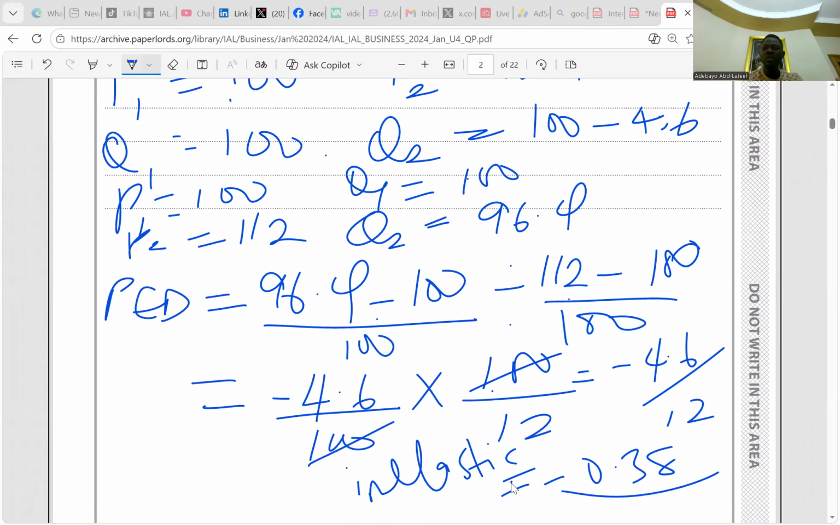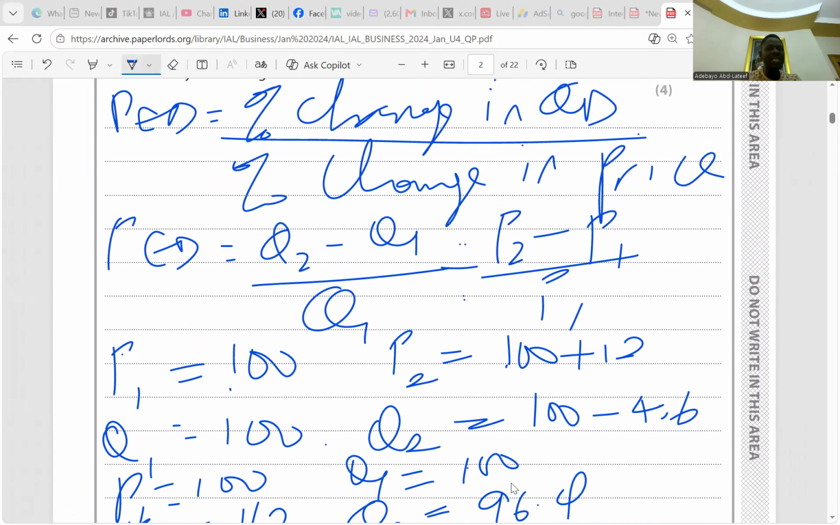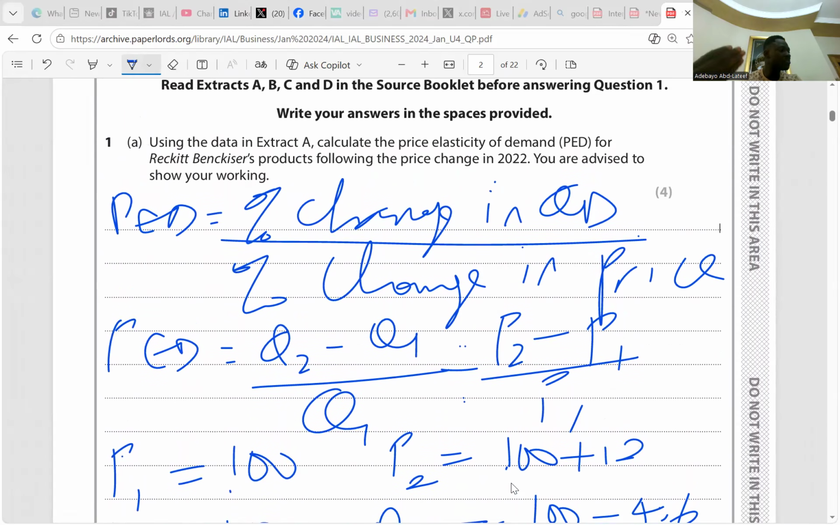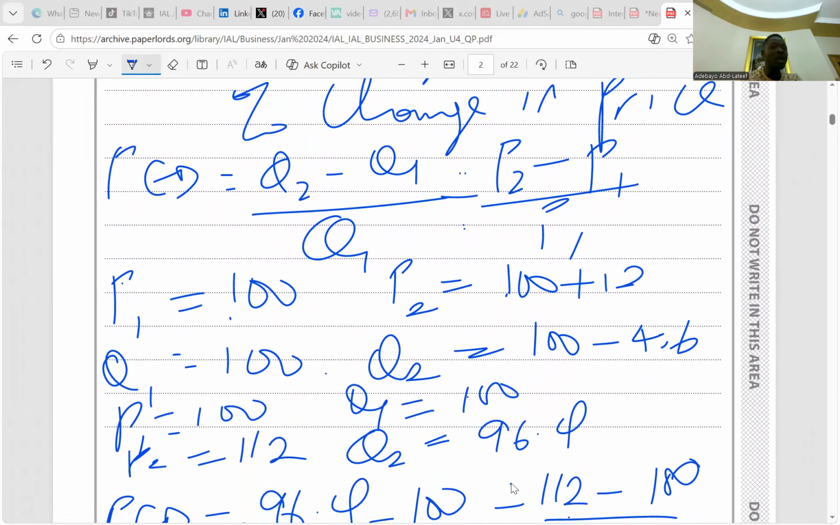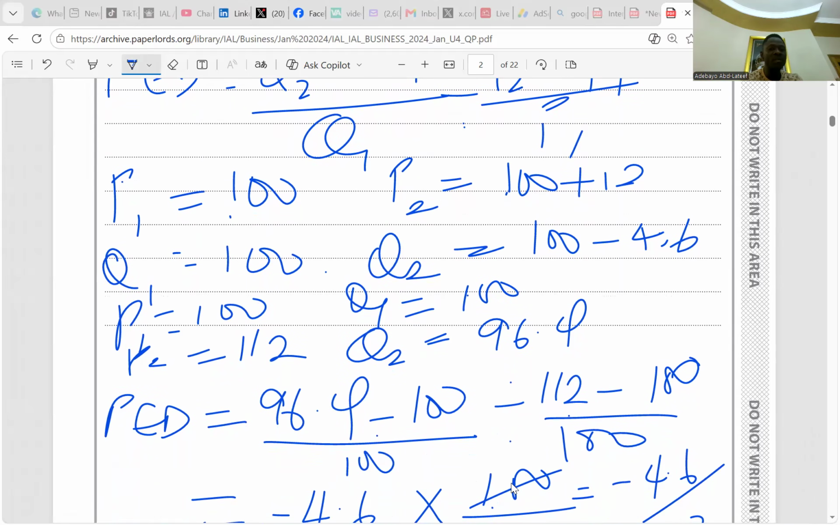Yes. The question is about price elasticity. So they said there's an increase in price by 12%. As a result, there's a fall in quantity demanded by 4.6. So that simply means there's a certain 100% somewhere. So 100% for price, 100% for quantity. So your P1, Q1 is 100. Then your P2 will be a change in price, which is plus 12. And your Q2 will be a change in quantity demanded, which is minus 4.6. So that gives you your P1, Q1, P2, Q2.